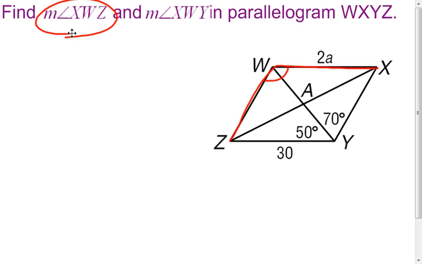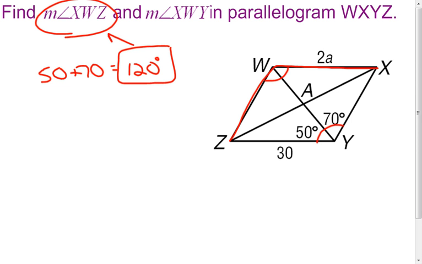Now think back to those properties of a parallelogram, and one of them said if the quadrilateral is a parallelogram, then the opposite angles are congruent. Well, that tells me that angle XWZ and angle XYZ are going to have to be congruent. Well, the measure of angle XYZ is the 50 plus 70 in this case, so it's 120 degrees. Therefore, there is the measure of angle XWZ.